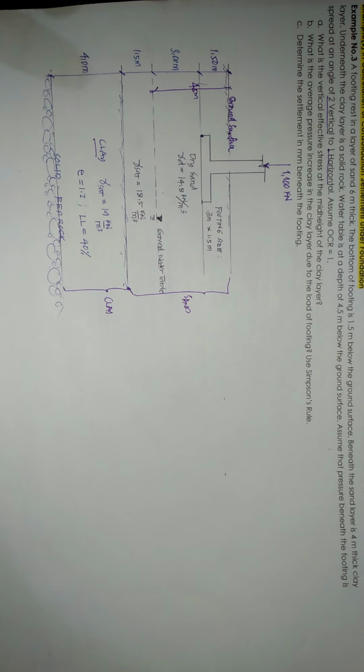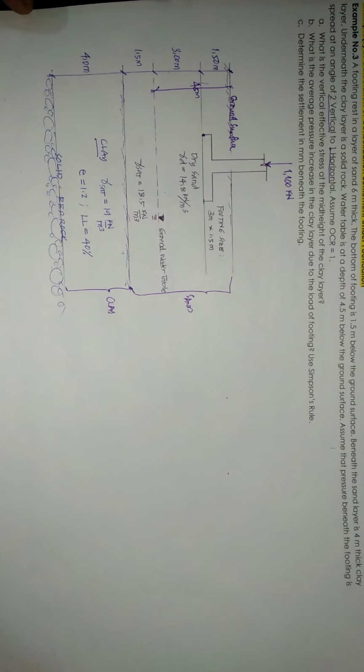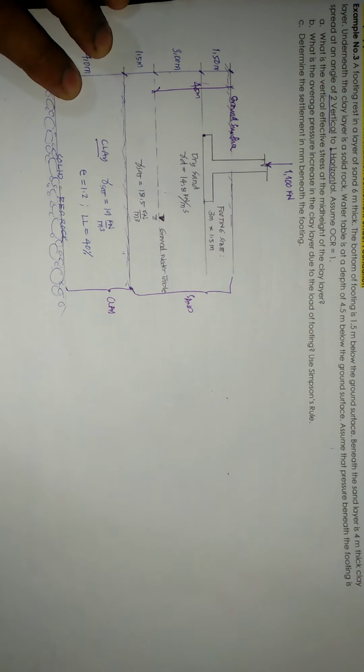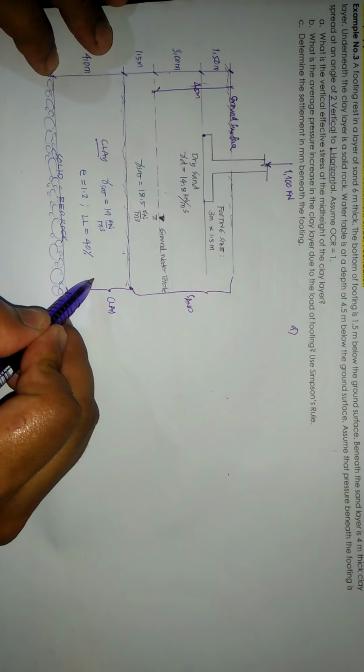So the first question here, guys, is what is the vertical effective stress at the mid-height of the clay layer? Right? And then what is the average pressure increase in the clay layer due to the load of footing? So use Simpson's rule, sabi niya dito. And then determine the settlement in mm beneath of the footing. So for letter A, guys, mabilis na lang. What is the vertical effective stress at the mid-height of the clay layer?